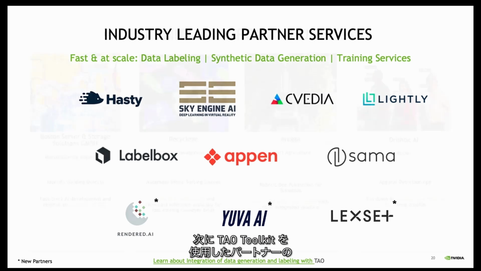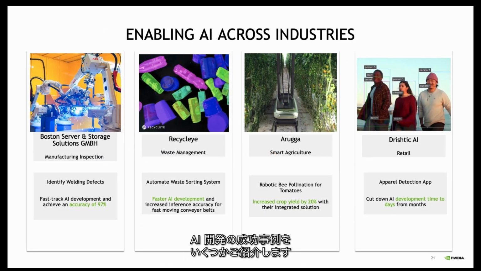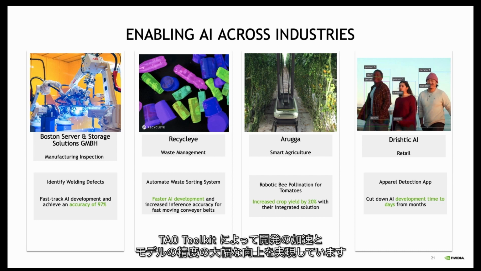I want to share with you a few of our partner success stories who have successfully created AI products using TAO Toolkit. We have partners who have built manufacturing solutions, agriculture solutions, retail solutions, and many more. One of our partners, Boston Server and Storage Group, was able to use TAO Toolkit for an inspection use case to detect and identify welding defects. They were able to accelerate their AI development and get a very high accuracy model using TAO Toolkit.